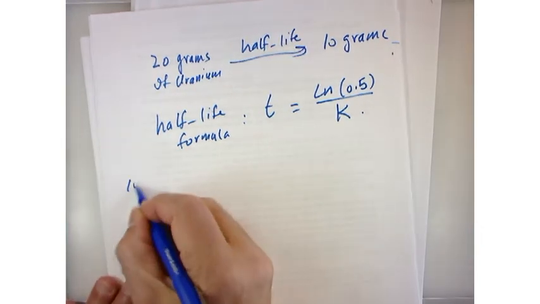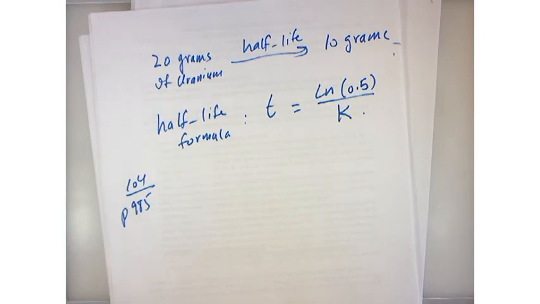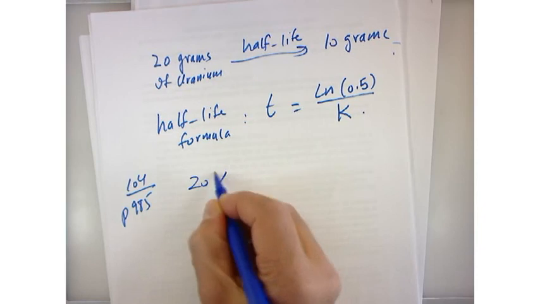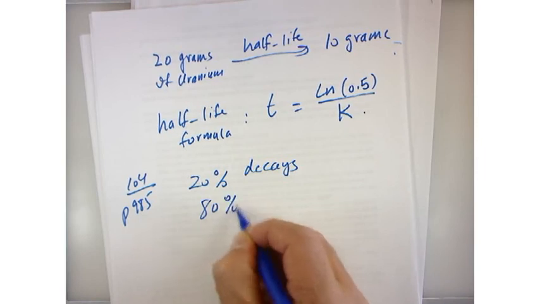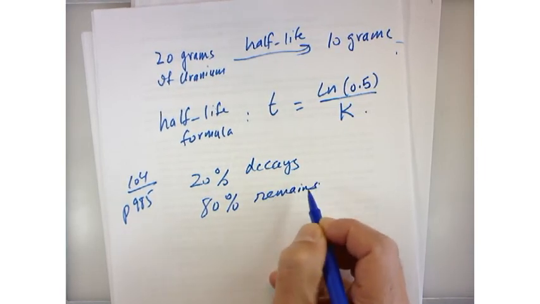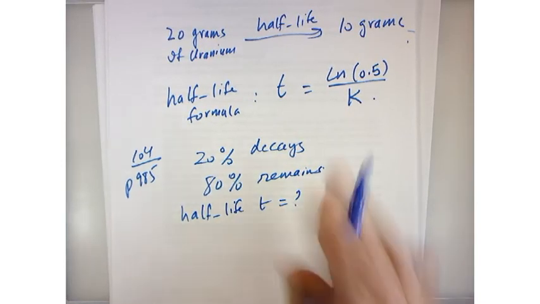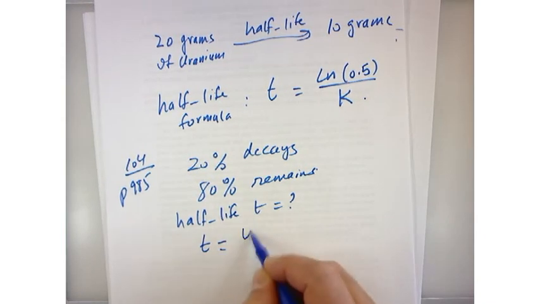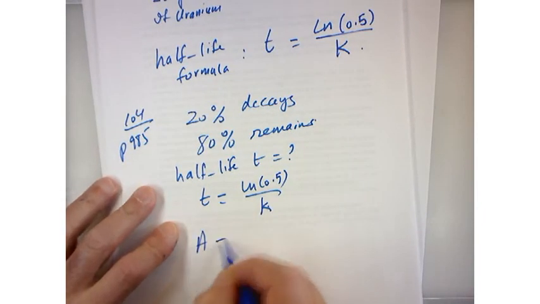Alright, so if you look at some examples, 104, page 985. It says, in 2 years, 20% of a radioactive element decays. Remember, we're only interested in what remains, so 80% remains. Find its half-life. That's what we need. So to find T, remember T is ln of 0.5 over K. We need K, the rate of decay. How do we find K? We go to the formula that I listed.